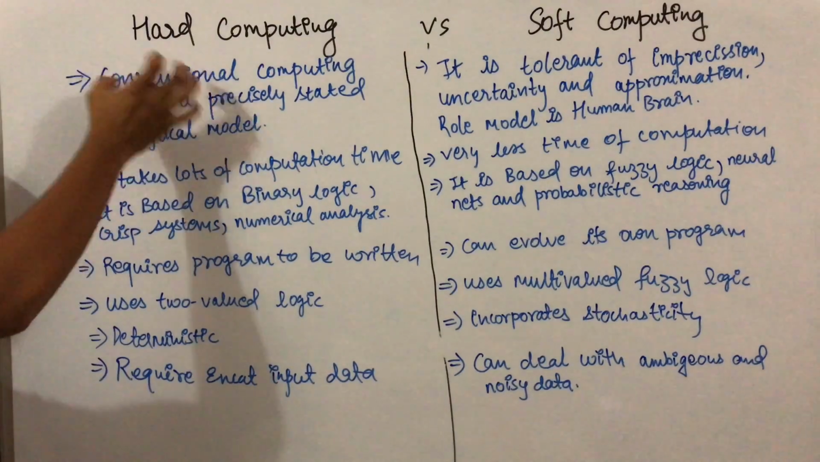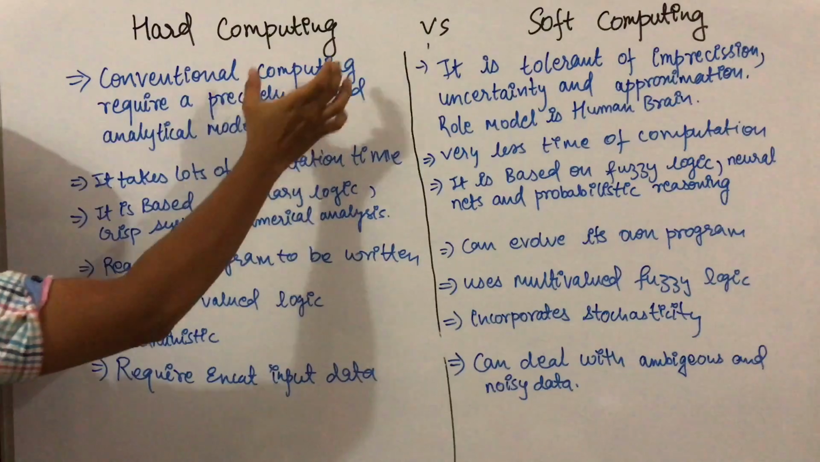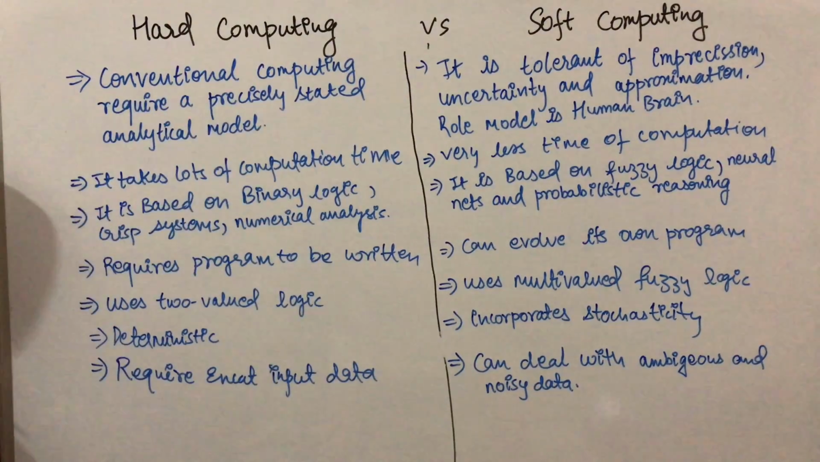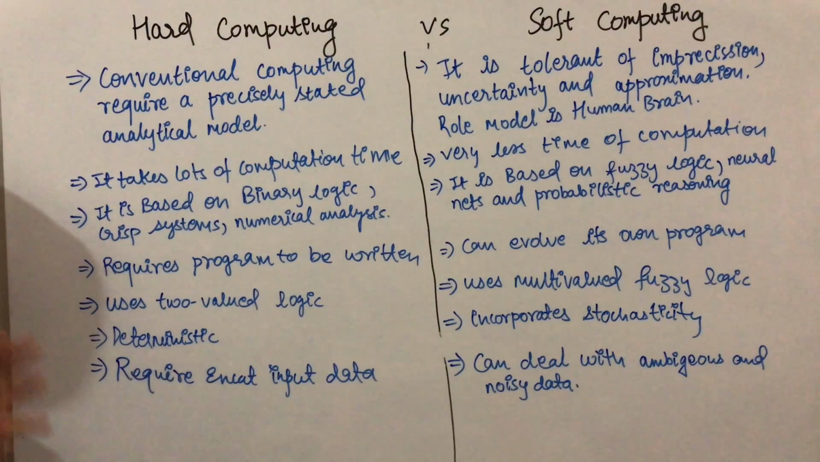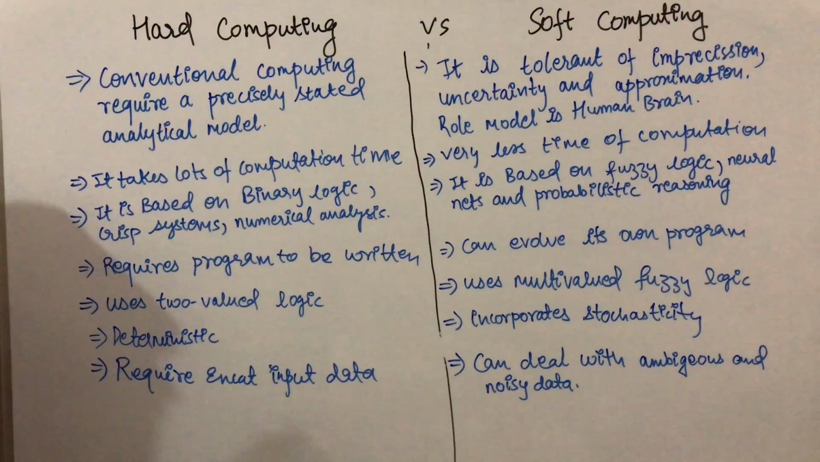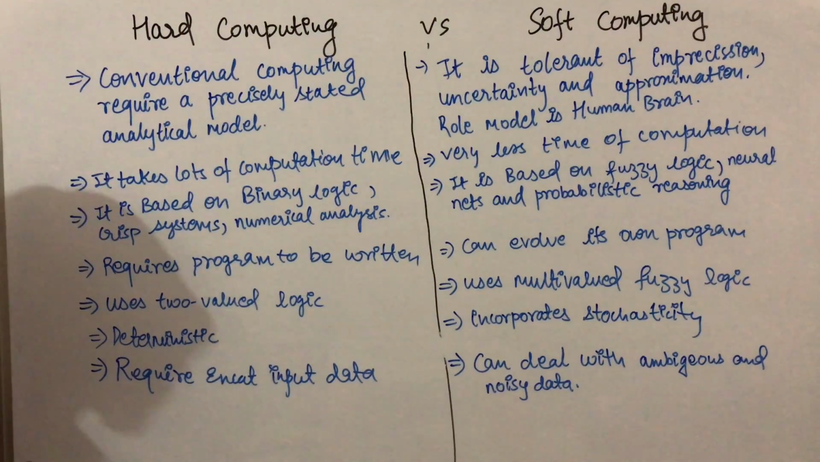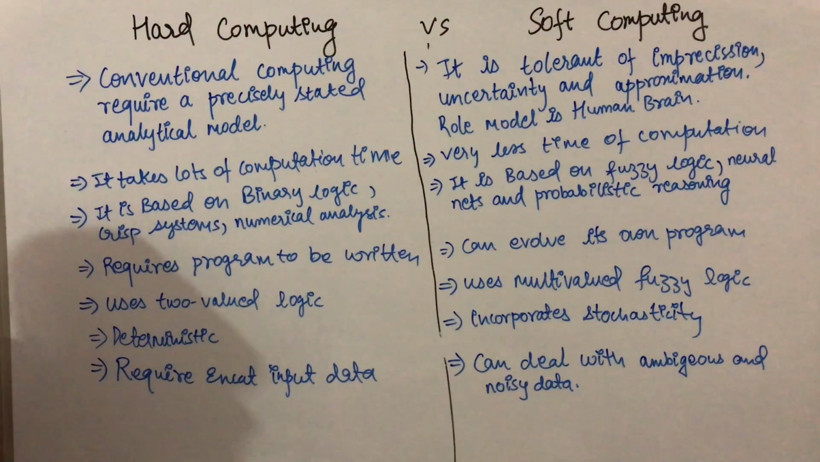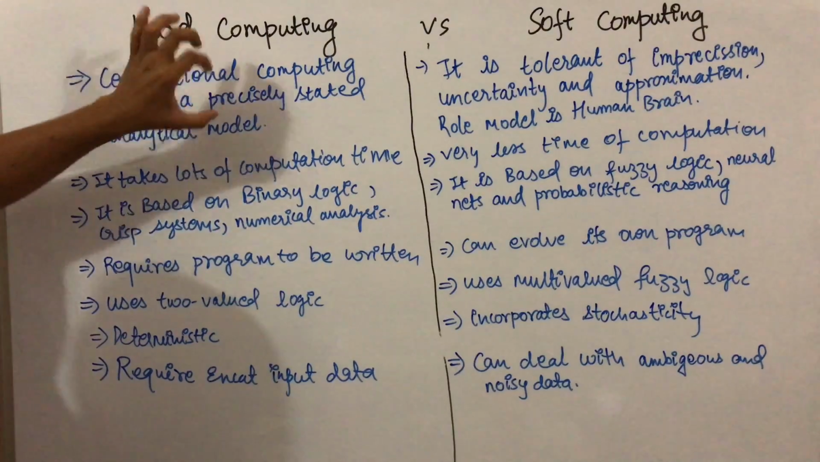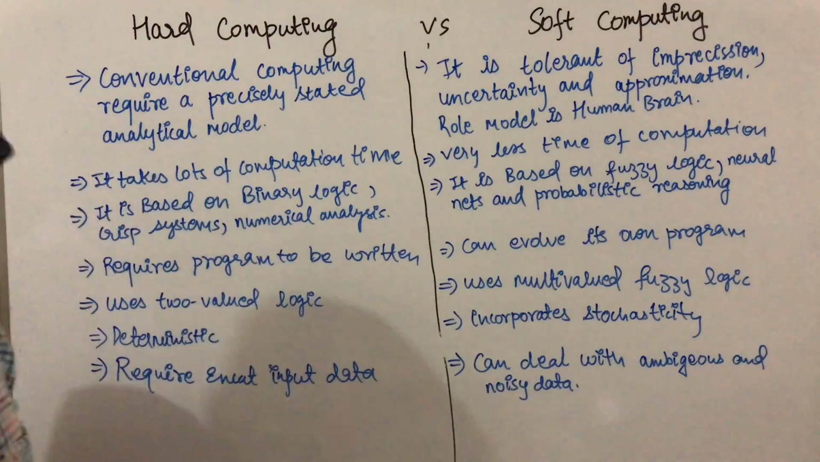Let's begin. Hard computing. In hard computing, conventional computing requires a precisely stated analytical model. Whenever you have some precise information given, and with precise information and using an analytical model, you begin hard computing. There are different analytical models which are given, and with the help of this precisely stated analytical model, we begin conventional computing.